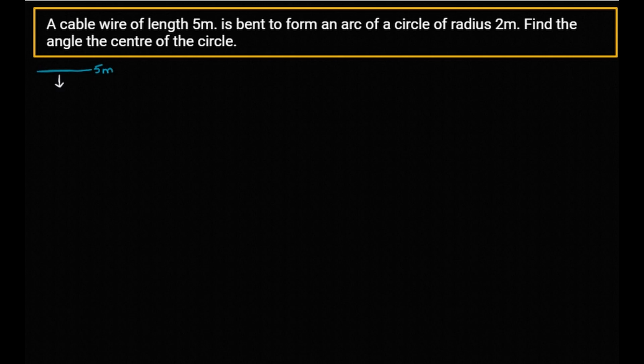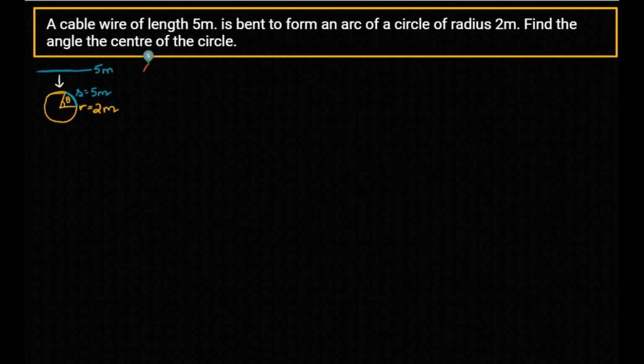So let this be the circle of radius 2 meters. So it is having an arc of a cable wire whose length is 5 meters. So let this be the arc of this circle. The length of the arc is equal to 5 meters. So they have asked us to find the angle at the center of the circle. That is this one. So we have to find the angle at the center of this circle.